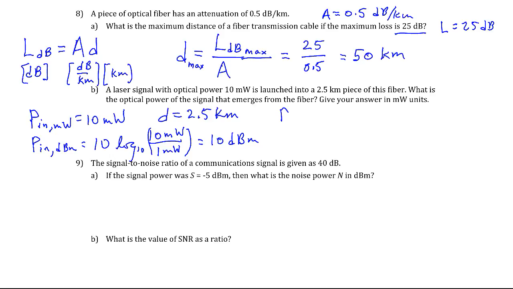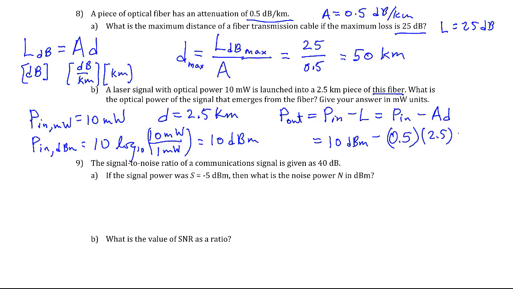And so P out, the equation I'm going to use is P in minus L. And this is all in decibel units, so this is P in minus AD. And we're given P in and A and D. A is given above, it says 2.5 kilometer piece of this fiber, and this piece of fiber has 0.5 dB per kilometer. And so this is all in decibel units, and P in is 10 dBm minus 0.5 times 2.5. And so it's 10 minus 1.25, or 8.75 dBm.